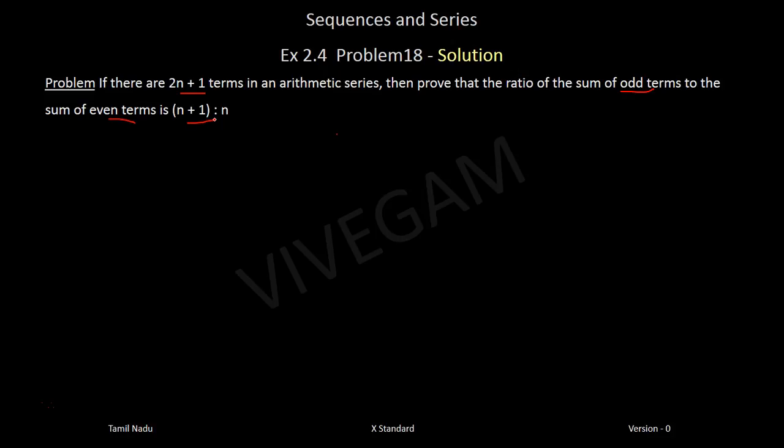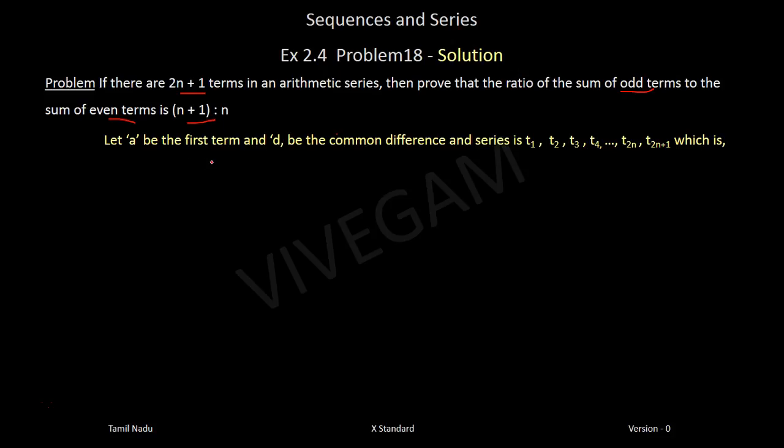Okay, so let's start. Let A be the first term and D be the common difference of the series. What is the series? T1, T2, T3, T4, ..., T2n, T2n plus 1, because there are 2n plus 1 terms. So the total number of terms is always odd, as I told you in the beginning. When you put n equal to 2, it will be 2 into 2, 4, 4 plus 1, 5 terms altogether. And when you put n equal to 3, 2 threes are 6, 6 plus 1, 7.